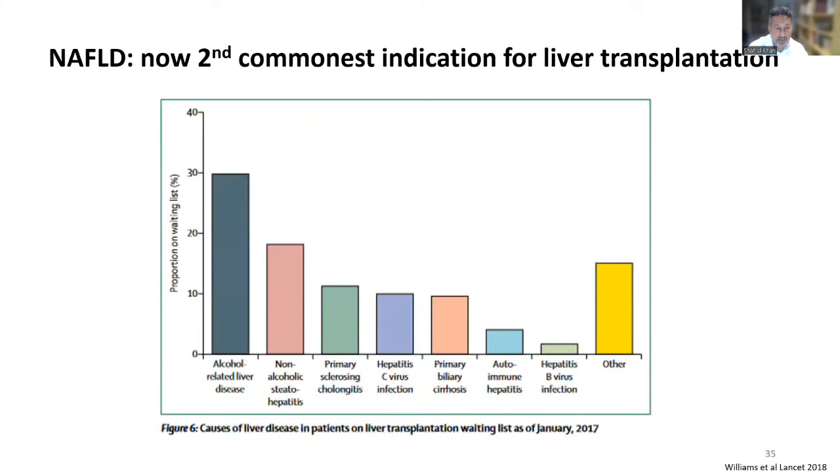And now, today in the UK, NAFLD is the second commonest cause for liver transplant, and the first is alcohol-related. So most of the liver transplants that occur in the UK now, because of end-stage decompensated cirrhosis or liver cancer, are done due to alcohol-related or fatty liver disease.